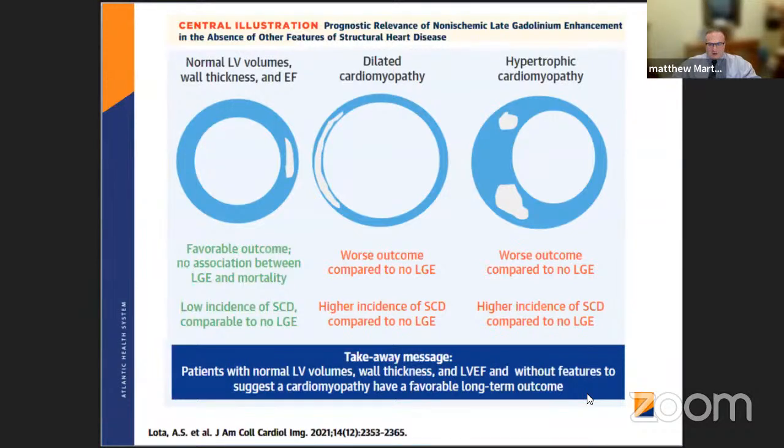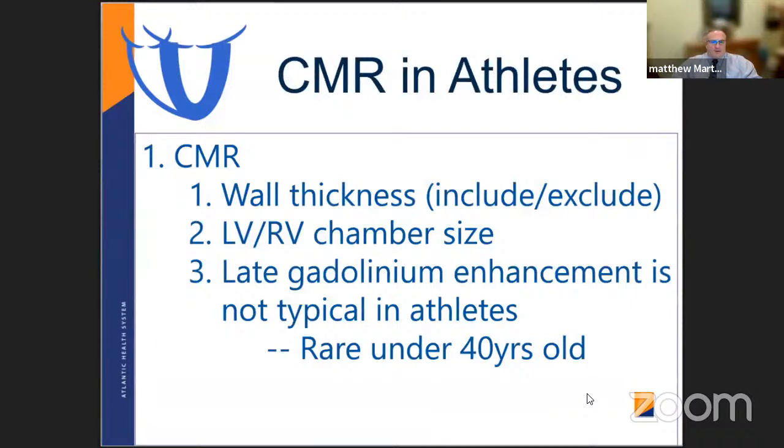area of scar, it does not, so far, carry the same risk stratification we get from a dilated cardiomyopathy or those with suspected HCM. So cardiac MR and multimodality imaging is really important in athletes. Helps us identify wall thickness. It can include it or exclude it.